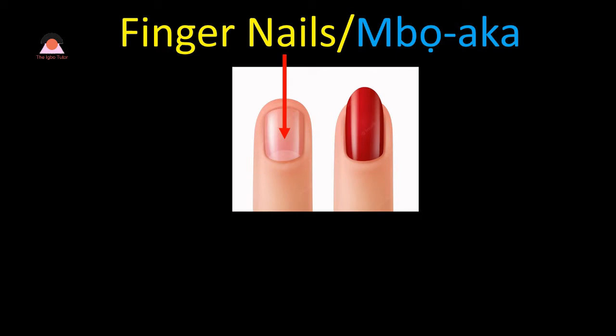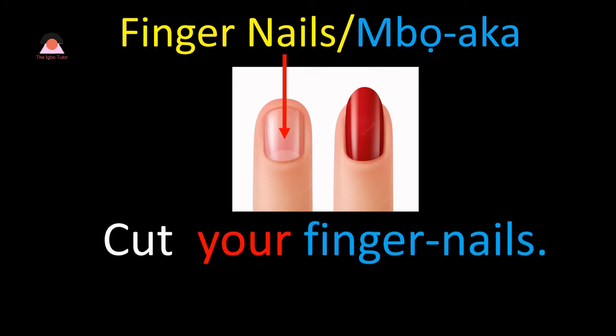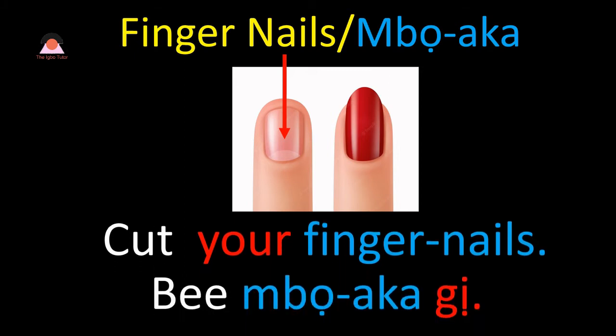Fingernails, still part of the hand. Mbo aka, that's why we're having aka in all of them. Aka meaning hand. In the short sentence, cut your fingernails, which means bee mbo aka gị.